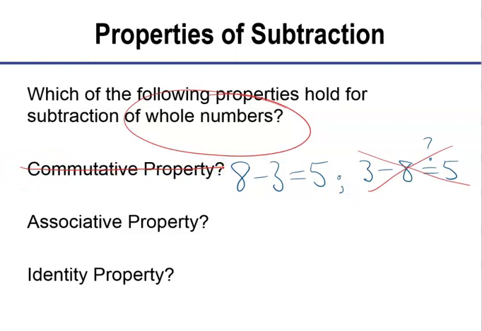What about an associative property? Once again, addition has an associative property. If you'll recall, (2 plus 3) plus 5 is equivalent to 2 plus (3 plus 5). That's the associative property of addition. You're associating different values together. What about for subtraction? Is something like that true?